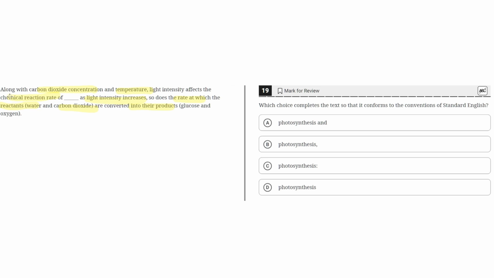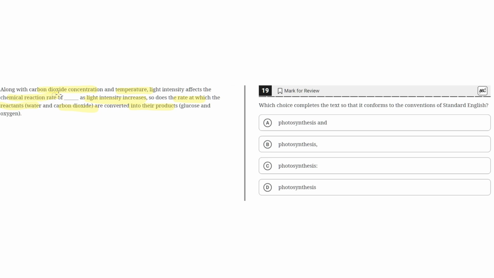The first, beginning with "along with carbon dioxide concentration" and ending with "photosynthesis." Second, "as light intensity increases" and ending with "products, glucose and oxygen." So because there are two independent clauses, there must be appropriate punctuation to separate them, like a comma and a conjunction, semicolon, or a colon.